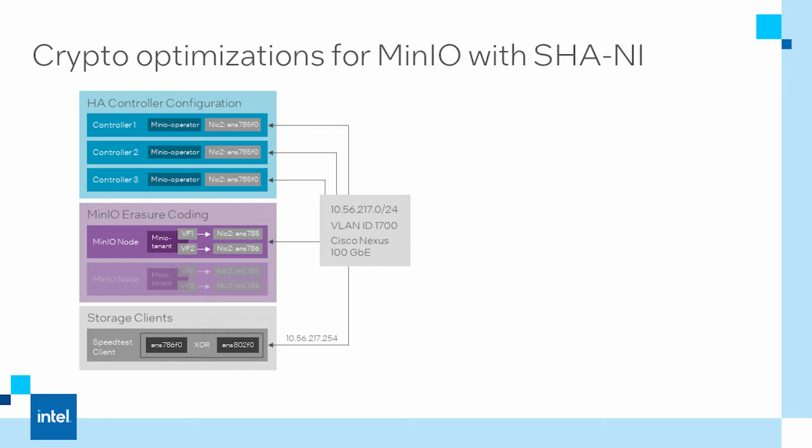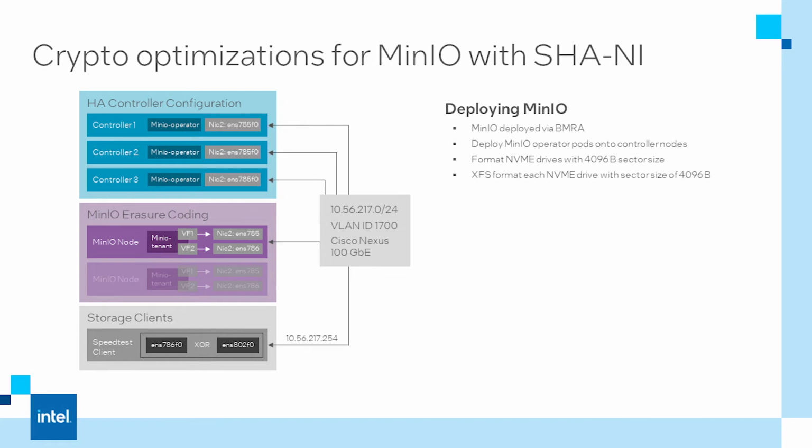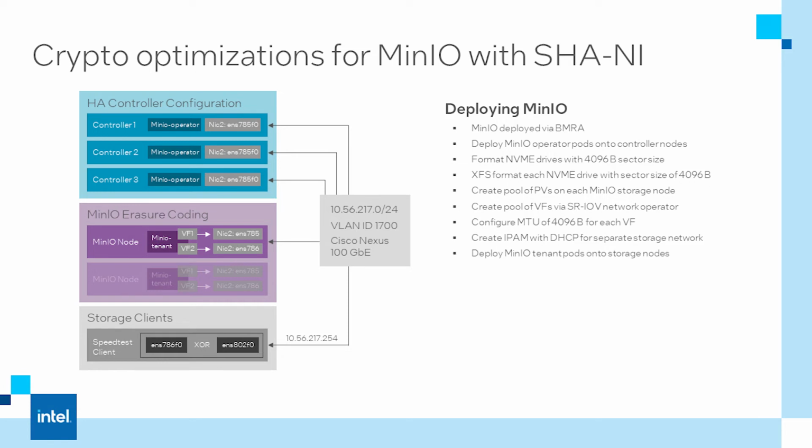In terms of the deployment model for the demonstration, we deploy MinIO using the bare metal reference architecture. Each of the MinIO pods is deployed onto a distinct controller node. We format each of the NVMe drives with a 4 kilobyte sector size and afterwards we XFS format the corresponding drive. We create a pool of PVs for each MinIO node, and we also create a pool of VFs using the SR-IOV network operator. We configure the MTU for each VF to 4 kilobytes, and we created a separate DHCP network for the storage plane. Afterwards, each of the MinIO pods is deployed onto a set of 4 storage nodes.